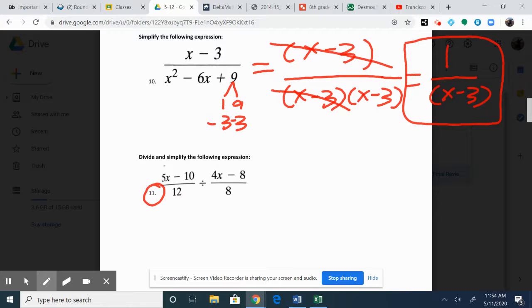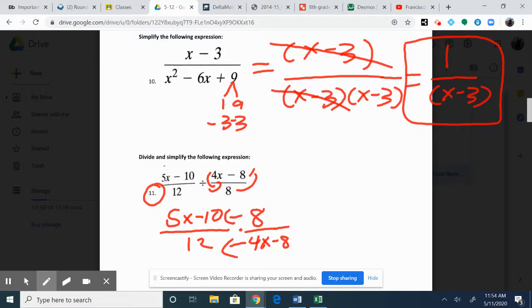To do that, all we have to do, so I'm just going to write this, 5x minus 10 over 12. We're changing it into a multiplication by flipping this fraction. So we're going to multiply by the reciprocal, which is 4x minus 8 on the bottom and 8 on top. So now we can multiply straight across.